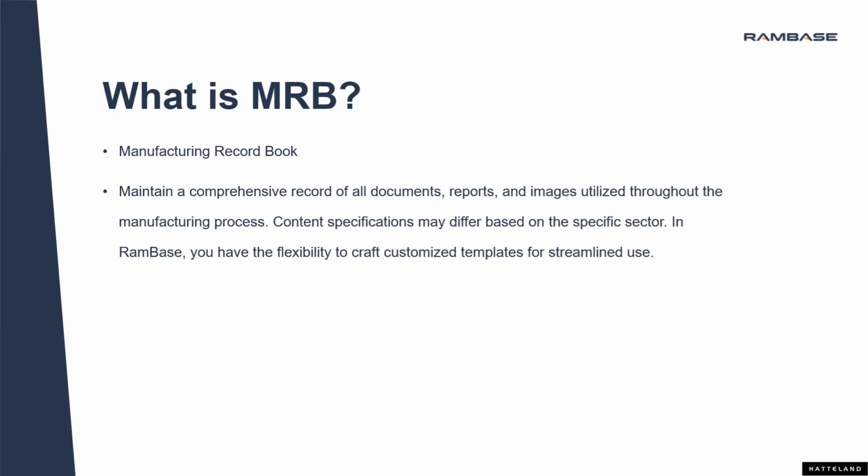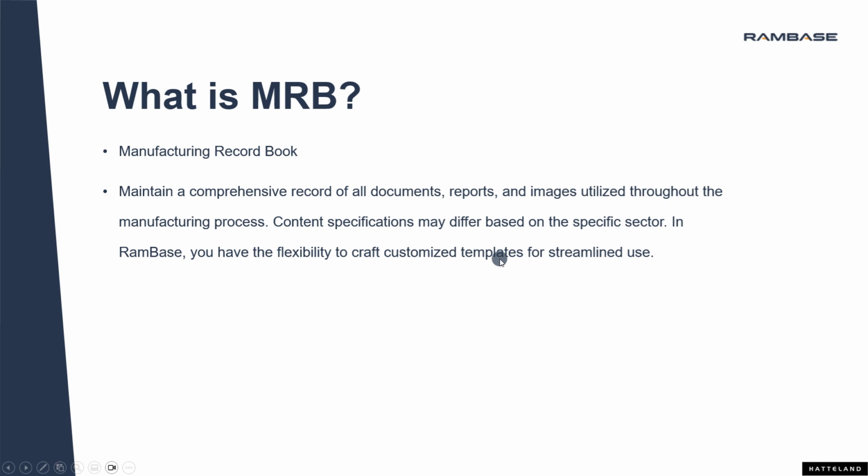So what is MRB? MRB stands for Manufacturing Record Book, and it's used to maintain a comprehensive record of all documents, reports, and images that are utilized throughout the manufacturing process. The content specifications may differ based on the specific sector, and in RAMBase you have the flexibility to craft customized templates for streamlined use.